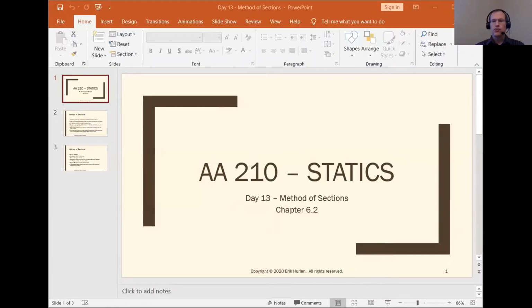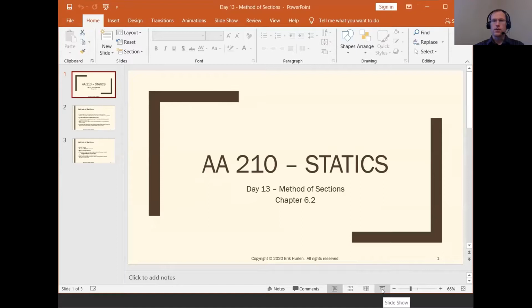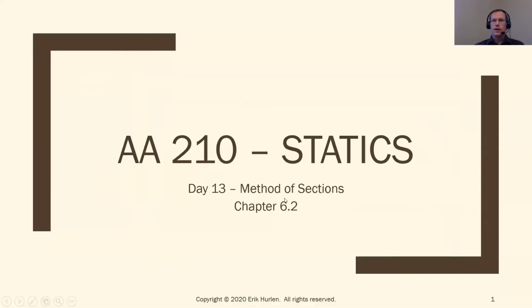All right, so we made it through method of joints, and as you've seen, it takes a fairly long time to go through and find all the different member forces, all the internal forces in all the members. Today we'll see a second way to do that called the method of sections. It's slightly faster. It's definitely better in certain cases, which I'll get to.